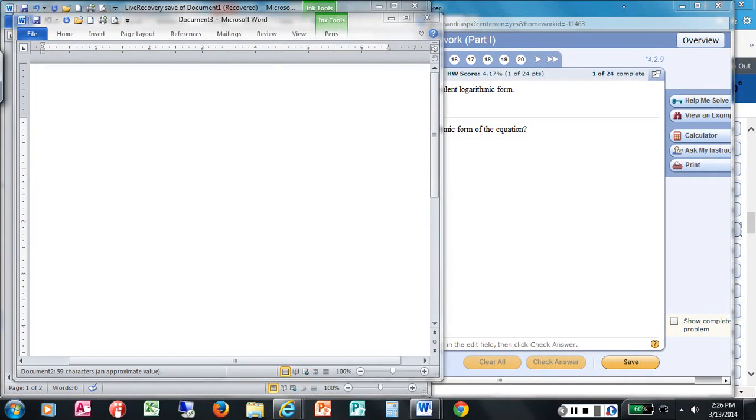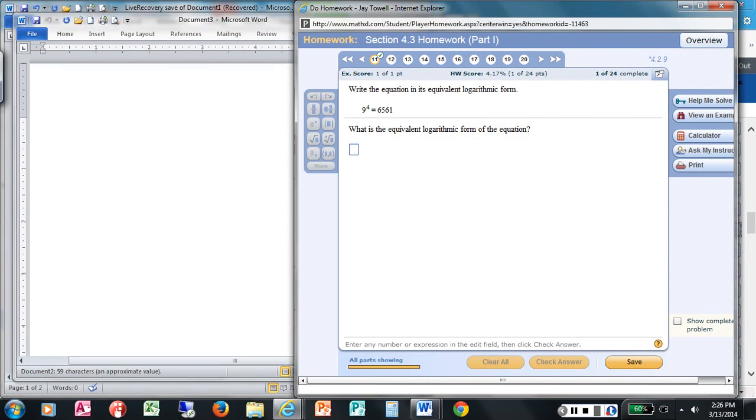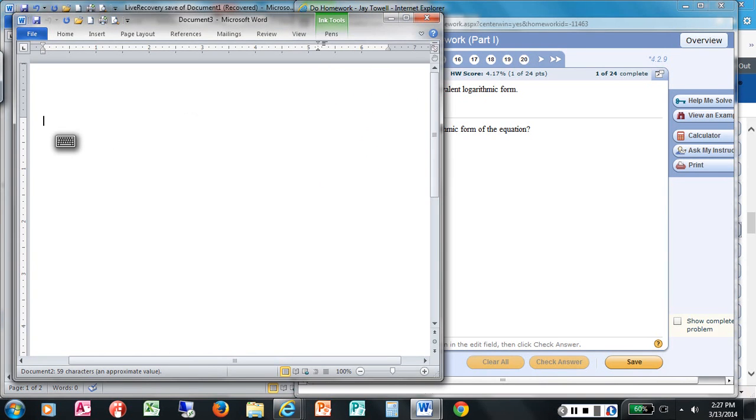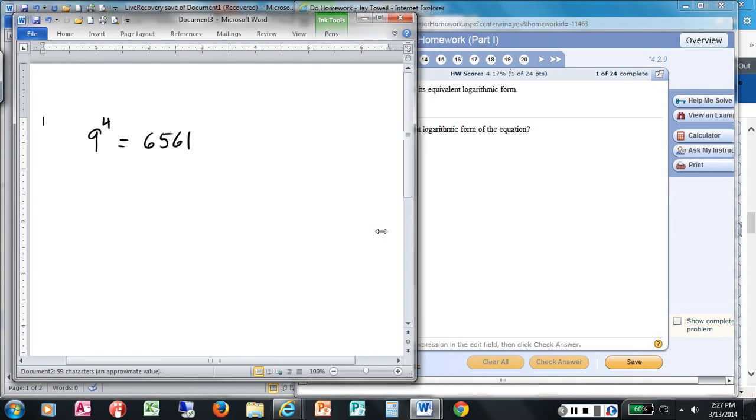Okay, I wanted to show you a couple of things on entering, well, first of all, entering a logarithm into the computer here. So let me start with this one. Write the equation in its equivalent logarithmic form. 9 to the 4th equals 6,561. So if I come over here to my work page, I got 9 to the 4th equals 6561, I believe is the problem.